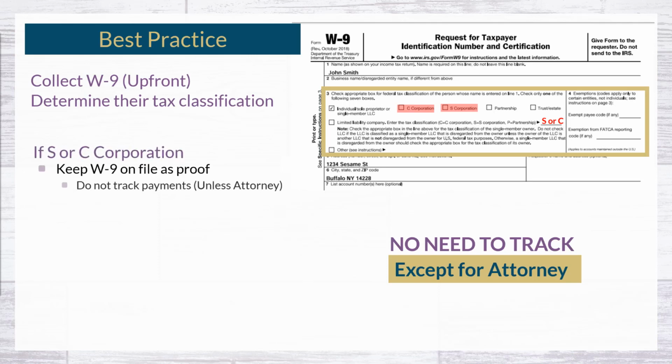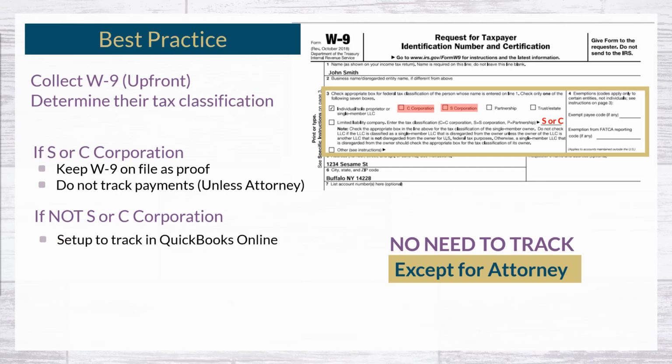If they're an S or C corporation, you'll still want to keep the W-9 on file as proof of tax classification. If you're ever audited down the road or ever questioned about anything, you have a W-9 that shows they marked off that they were a C corporation or S corporation, therefore you did not need to file anything. If they're not an S or C corporation, you'll want to set them up to be tracked in QuickBooks Online.